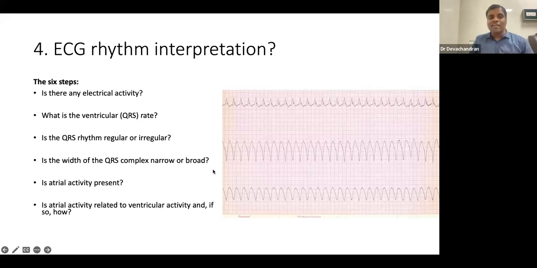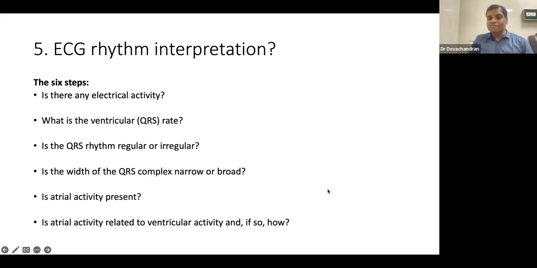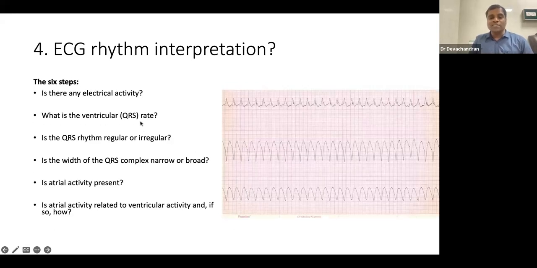You can see it very clearly. It's regular. The width of the QRS complex is really broad. It's taking one full square. So it's broad. You cannot see any P waves, and no point in answering the last one. So it's a regular, broad complex tachycardia. There is no atrial activity. So it's ventricular tachycardia because it is all looking the same. This is monomorphic ventricular tachycardia. If you say ventricular tachycardia, that's good enough.